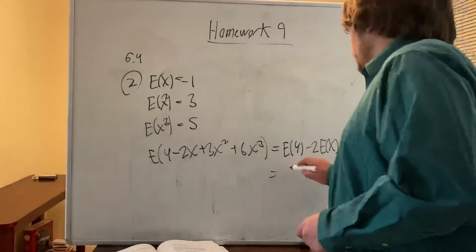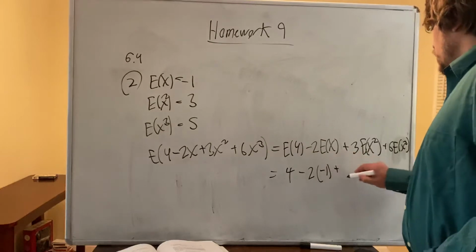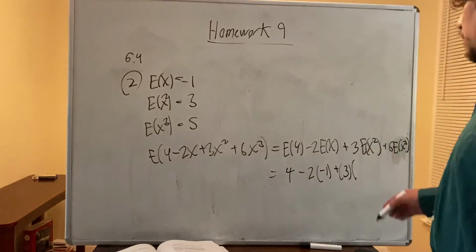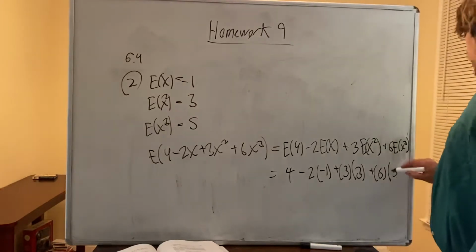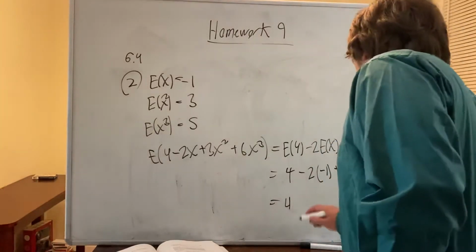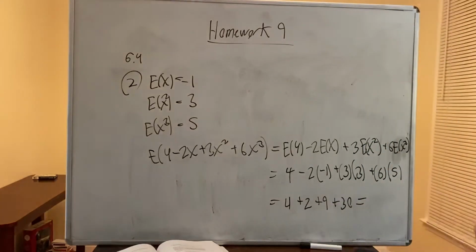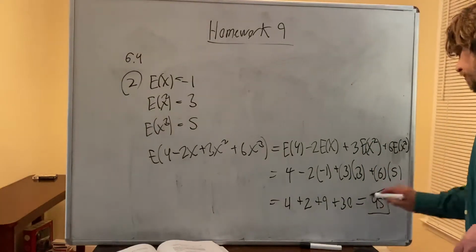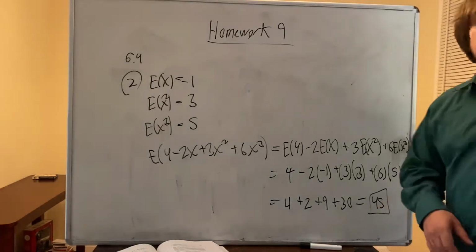And so E of 4 is just 4 minus 2 times E of X, which is -1, plus 3 times E of X squared, which is 3, plus 6 times E of X cubed, which is 5. This is equal to 4 plus 2 plus 9 plus 30. And so that's equal to 45. Okay, so E of that is 45.